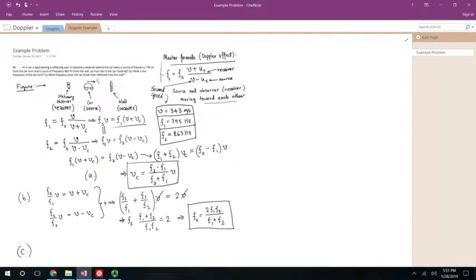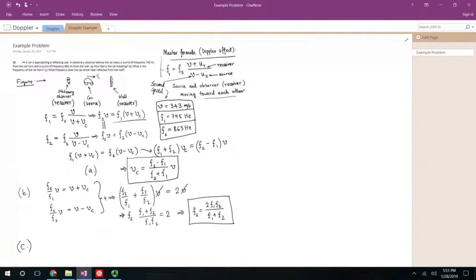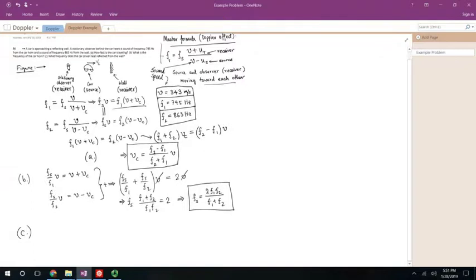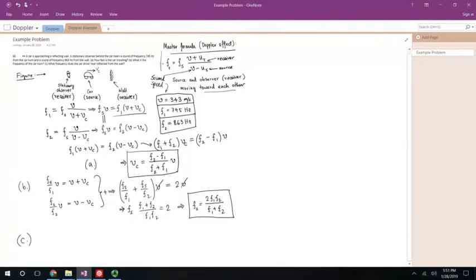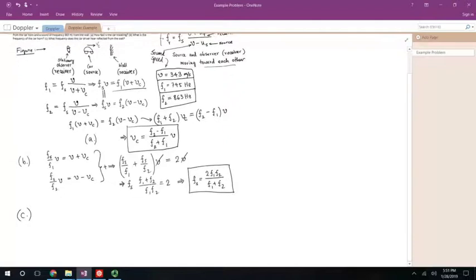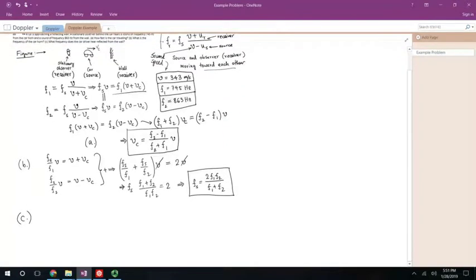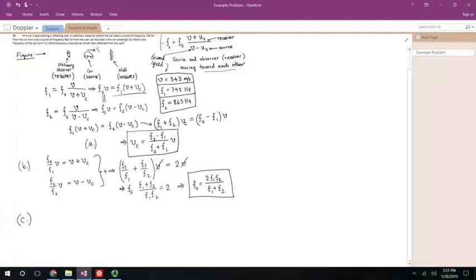So in part C, the question is, what frequency does the car driver hear reflected from the wall? Okay, so this is a little more tricky, right? Because we have two parts here. First the car is moving toward the wall, and then the reflected wave is moving toward the car. Okay, so let's think about the first part. We have already worked that out. So the first part is this thing F2, right? So F2 was equal to Fs times V over (V minus Vc).